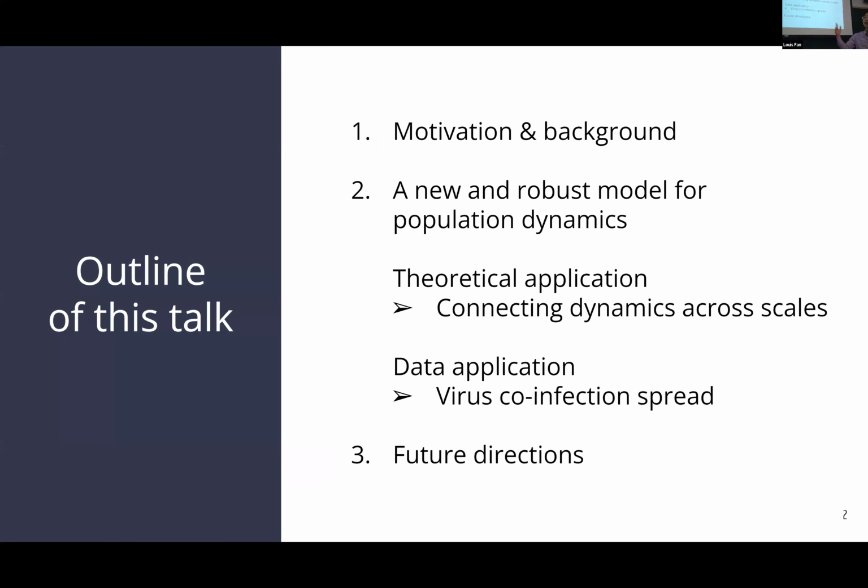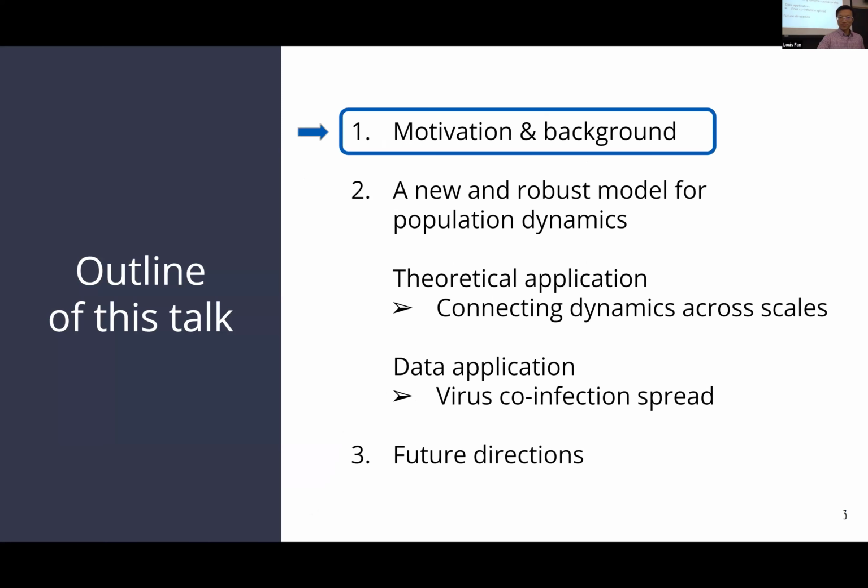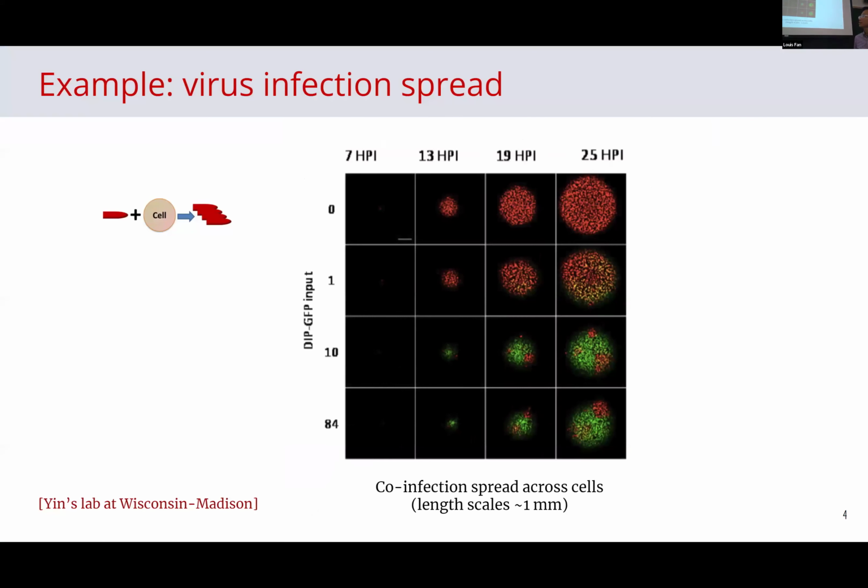Right, so this is the outline of the talk. I will first give some quick motivation and background on population dynamics, and then talk about a new and robust model for population dynamics. And then I'll give some theoretical applications for an idealized model, and then some data application. So this is a data science seminar. And then some future directions.